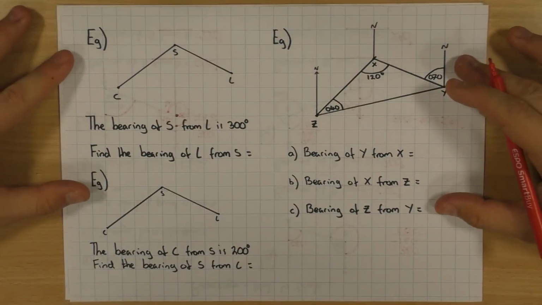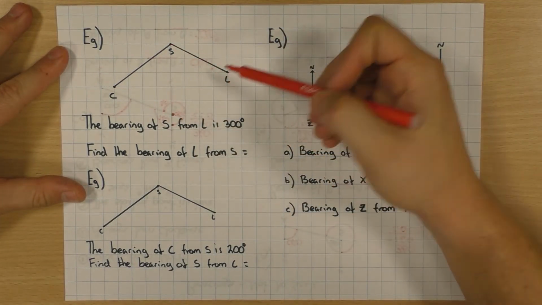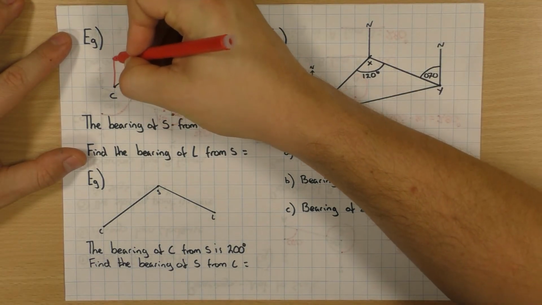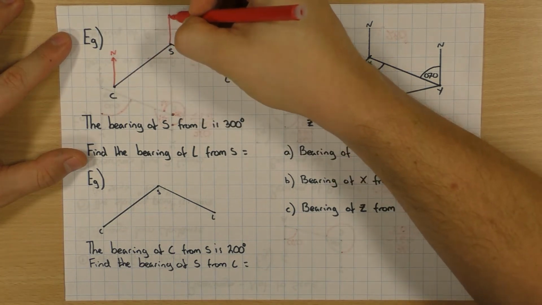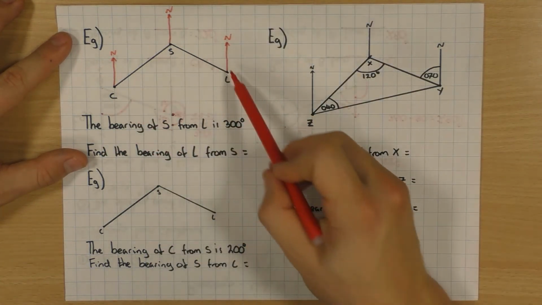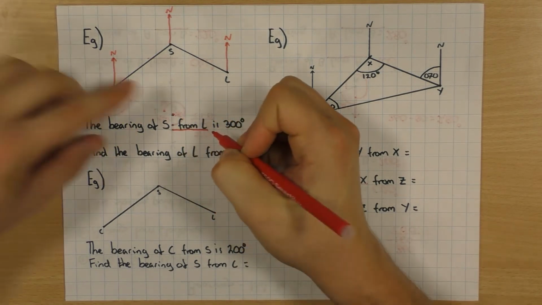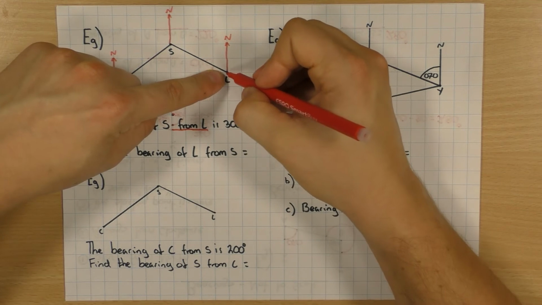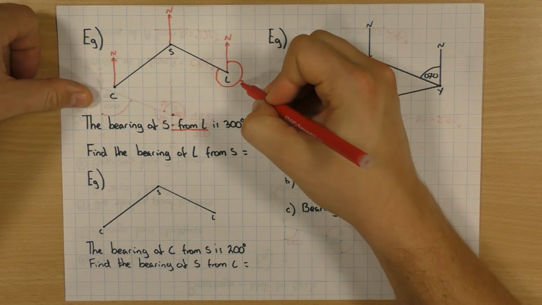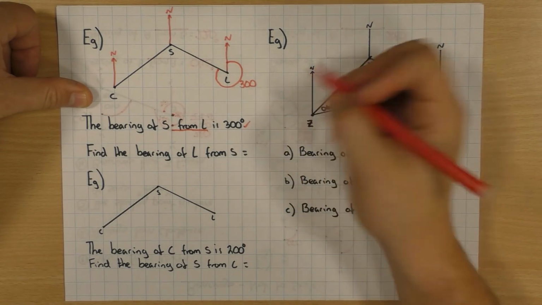Let's get just a little bit trickier. So don't be put off. I've got C, S, and L. Again, I'm missing my north line, so I'm just going to quickly nip on some north lines to make it easier to spot my parallel lines. And this time I've got no angles on here, but I'm told the bearing of S from L, so where I'm at L, is 300. So from L going to S, starting at north, going clockwise, that angle there, I'm told is 300. That's what that sentence there means. So happy days, dealt with that.